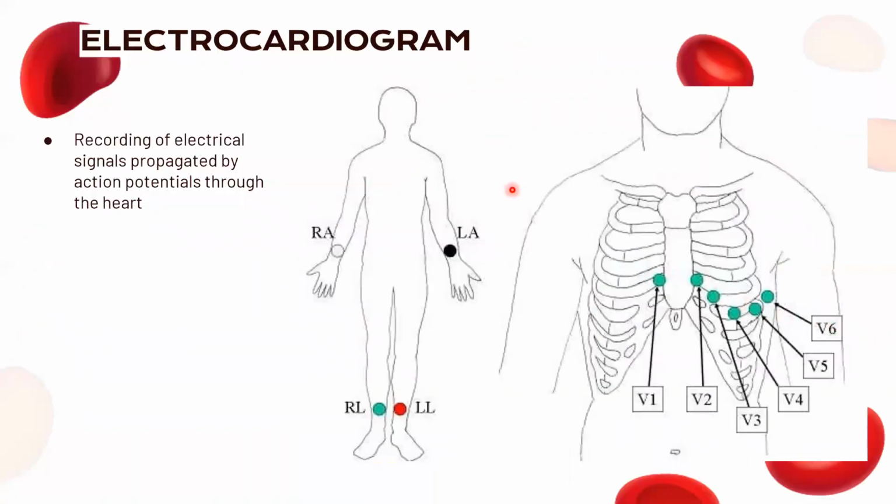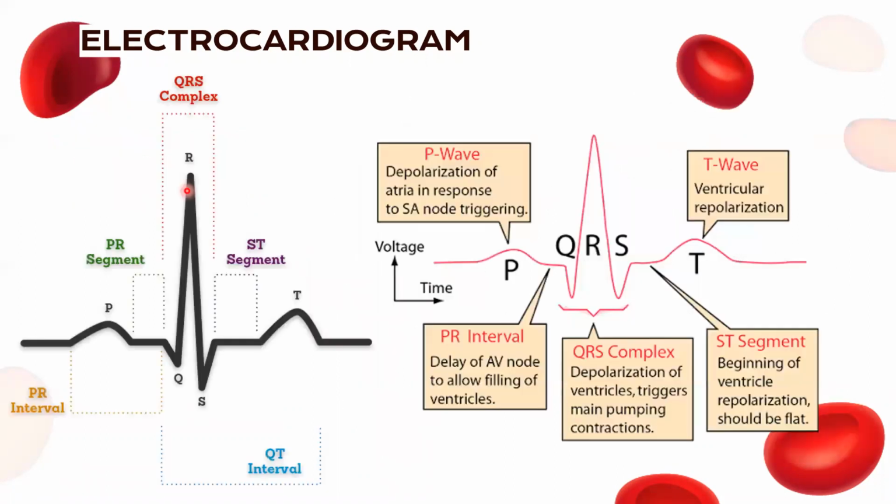The electrocardiogram is used as a recording of the different electrical signals propagated by the action potentials through the heart. We use different limb leads, right arm, right leg, and left leg, and different chest leads. These leads will trace and record the electrical signals propagated by the heart action potentials.